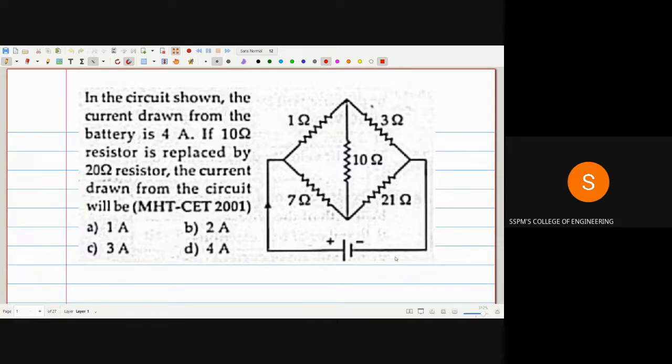There is a chapter number 9 in your textbook, electrical circuit. The syllabus of this chapter consists of Kirchhoff's current law, Kirchhoff's voltage law, then Wheatstone bridge, potentiometer. So all these points are covered in that chapter. I will not explain the theory, but rather than theory, I would like to solve some examples which were asked in the CET exam.